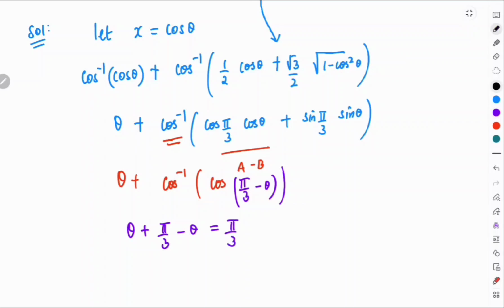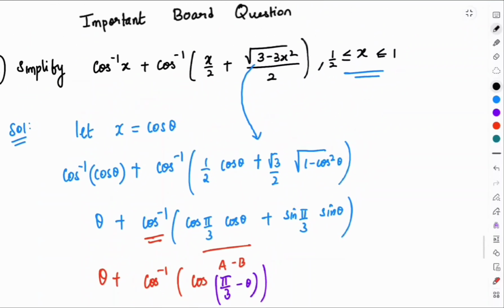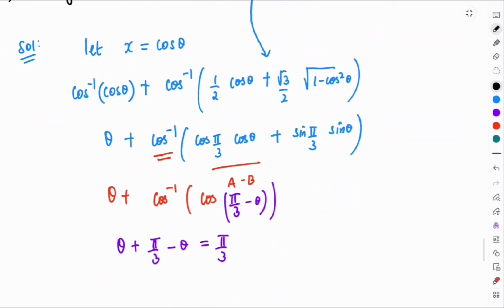Now let's take a deep dive on why it's pi by 3 minus theta. See, cos inverse of cos of something should lie between 0 to pi, right? We are talking about the range of cos inverse of anything you give. So the output lies from 0 to pi, so the range is 0 to pi.